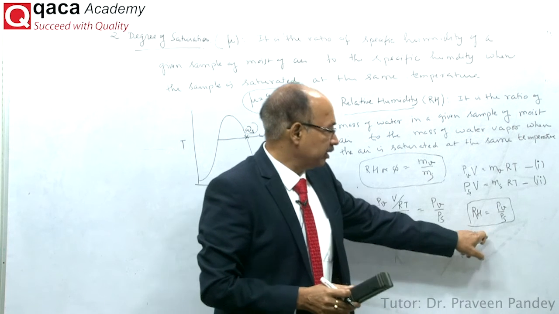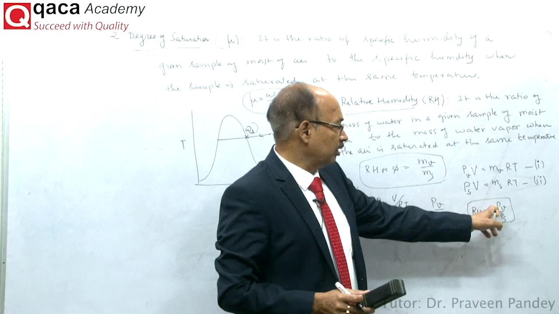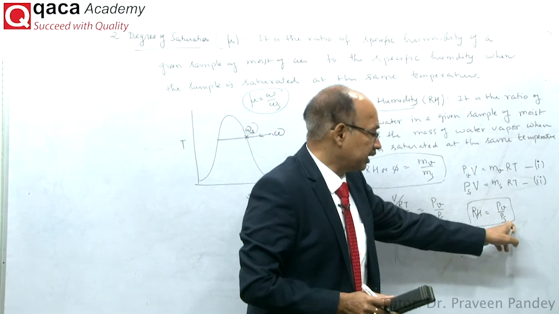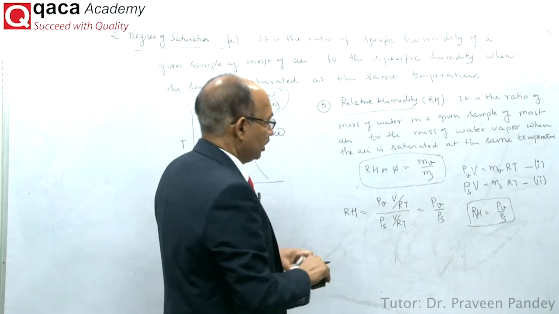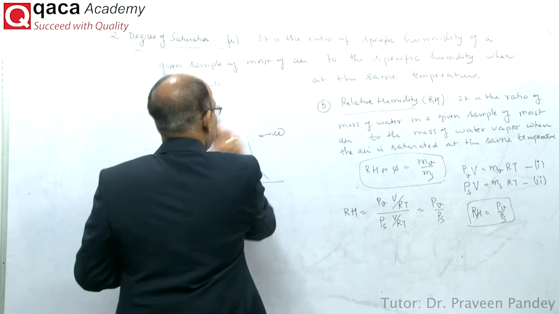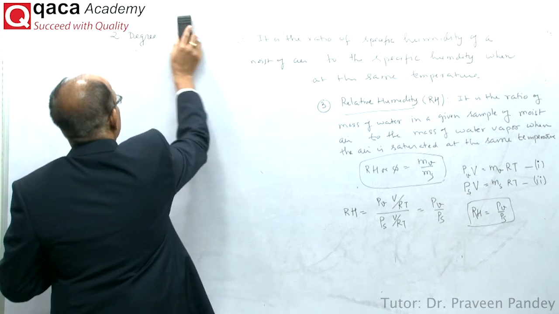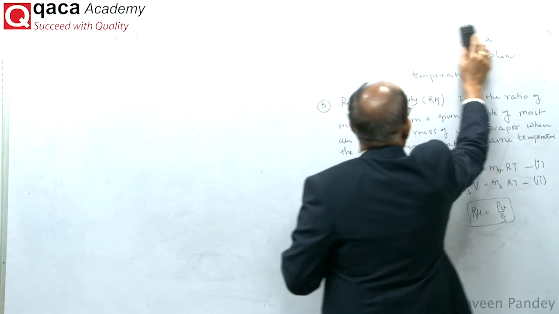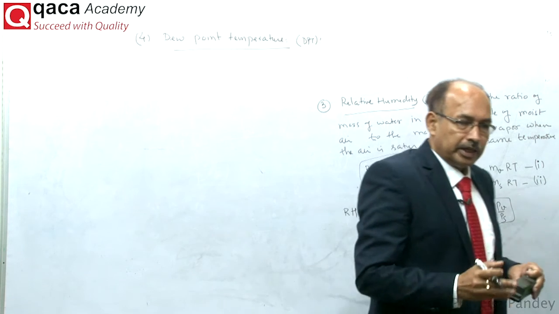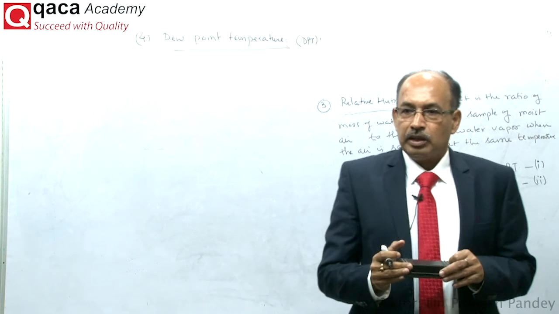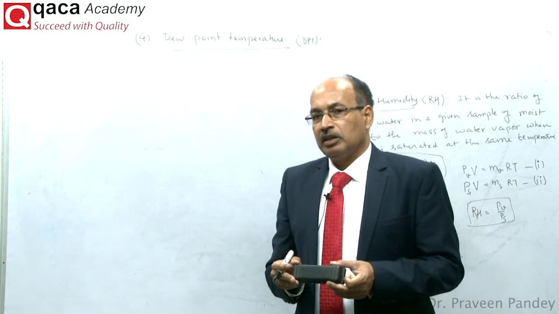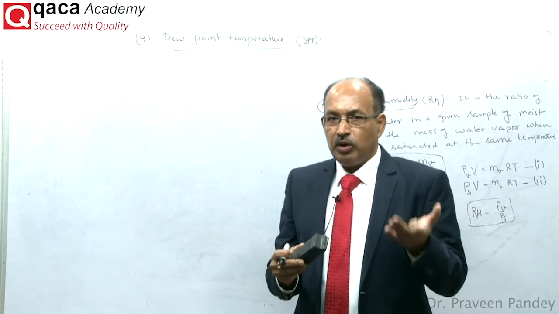So, RH is the ratio of the partial pressure of water vapor in the actual sample to the pressure when the sample is saturated at the same temperature. The fourth property, which is of importance, is dew point temperature. This property is very important in deciding the temperature at which dehumidification can take place. If you want to dehumidify the air, the cooling coil temperature has to be lower than this temperature.